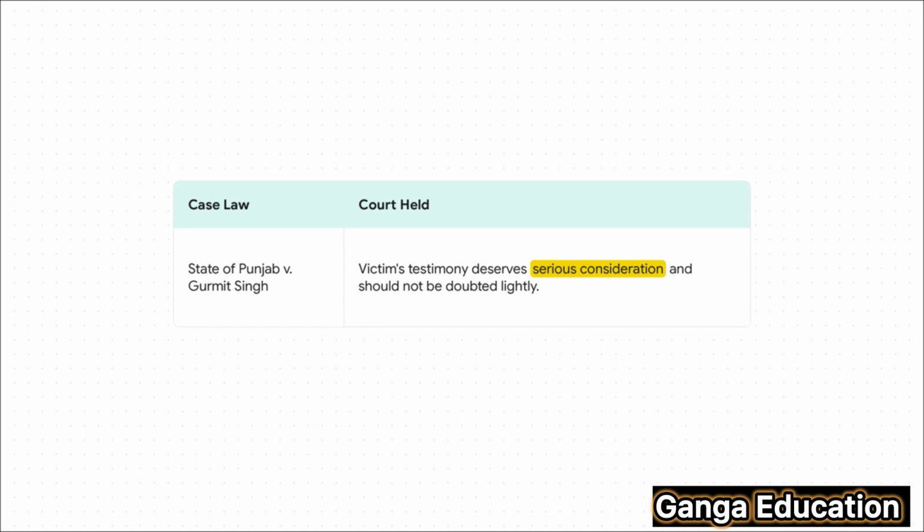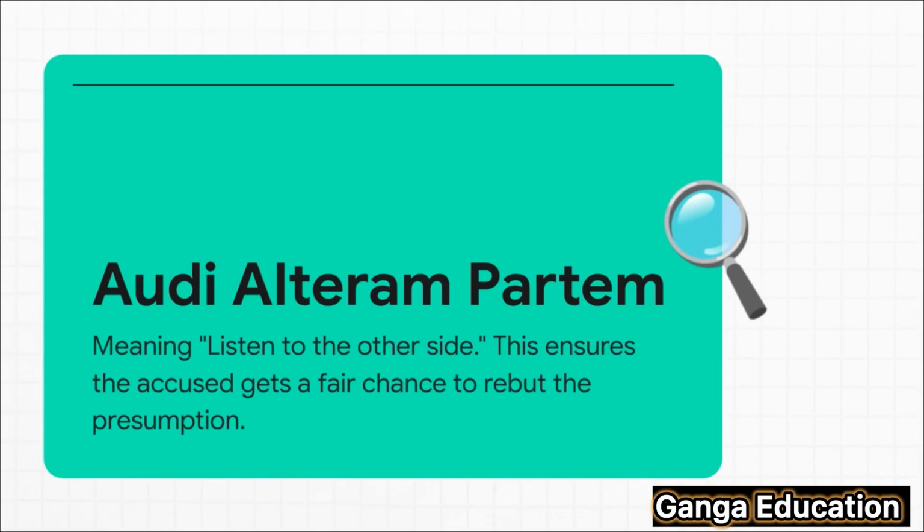Now, you might be wondering, while Section 120 is very victim-centric, what about fairness to the accused? Well, that's where the principle of natural justice comes in, through the legal maxim audi alteram partem, which simply means listen to the other side. This principle ensures that even with the presumption against him, the accused gets a full and fair chance to present his evidence, like messages, witnesses, or other circumstances to prove that consent was actually there. This right to challenge the presumption is what ensures a fair trial.